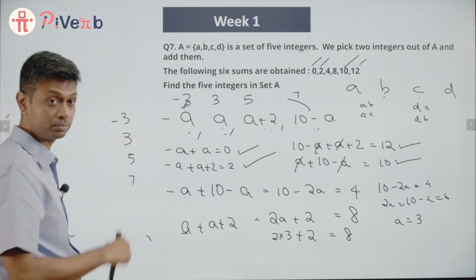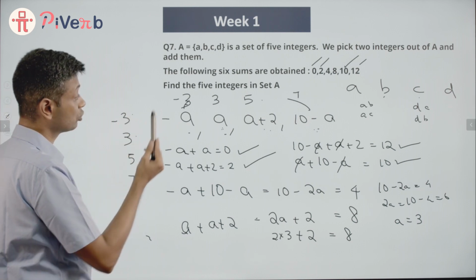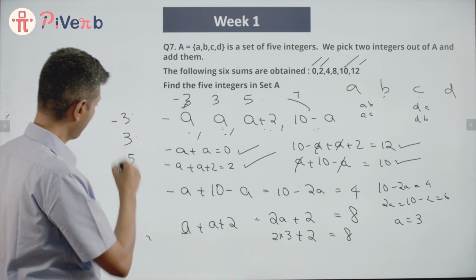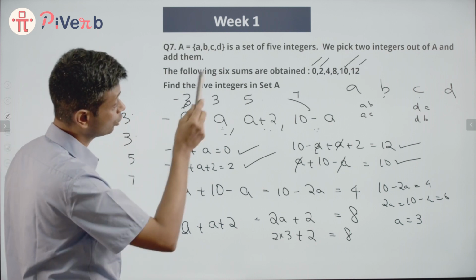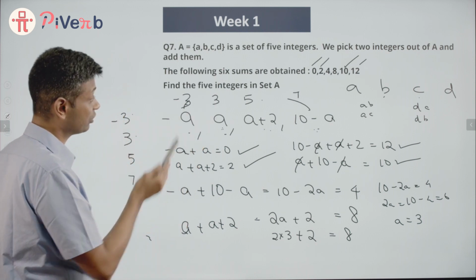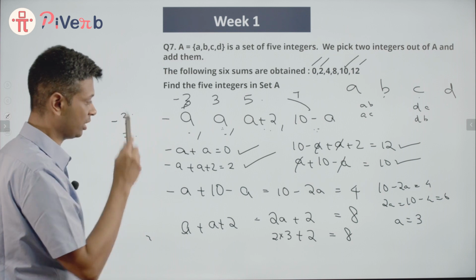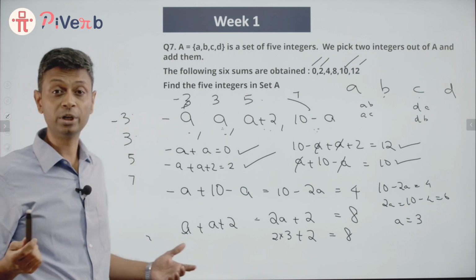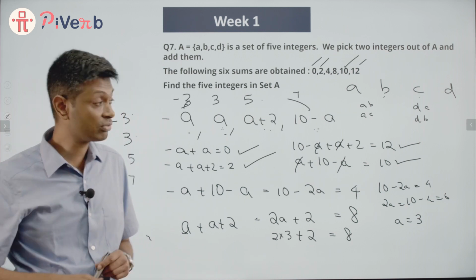Minus 3 plus 3 is 0. Minus 3 plus 5 is 2. Minus 3 plus 7 is 4. 3 plus 5 is 8. 3 plus 7 is 10. 5 plus 7 is 12. Brilliant. It works. So you've got this far.